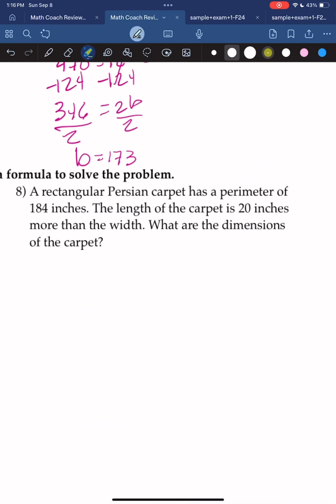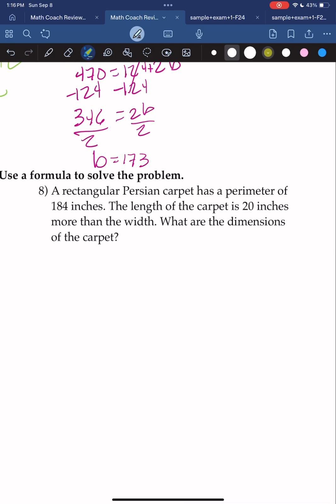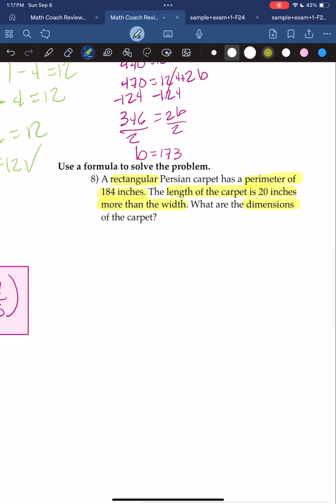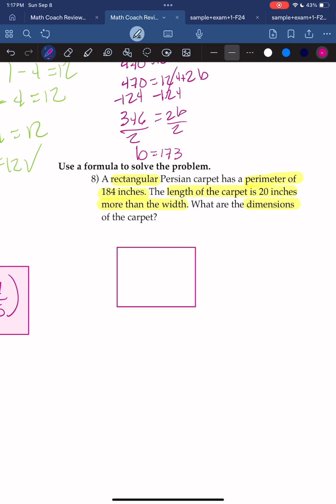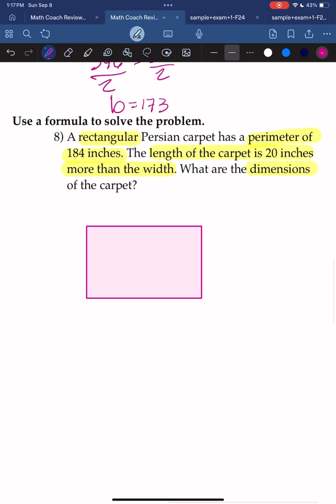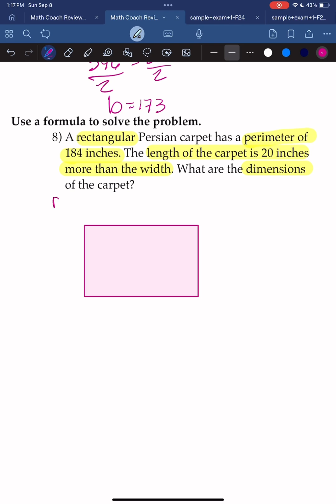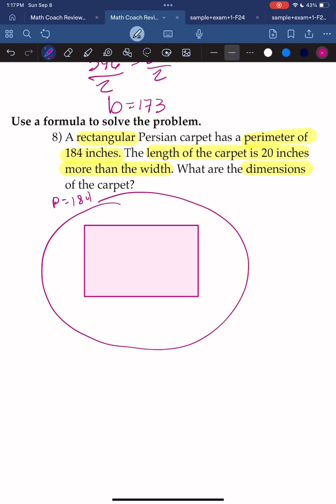So now for our last question, another word problem. A rectangular Persian carpet has a perimeter of 184 inches. The length of the carpet is 20 inches more than the width. What are the dimensions? Okay, so let's draw this. Let's make a carpet. So it's a rectangular carpet. It says that it has a perimeter of 184, and the perimeter is the addition of all of the sides of the rectangle.